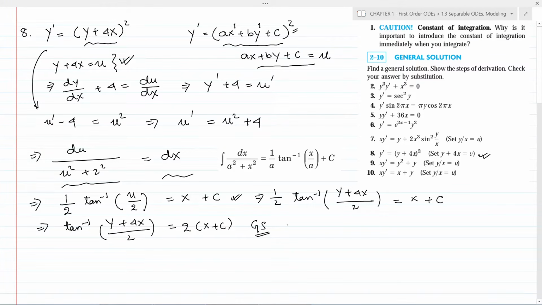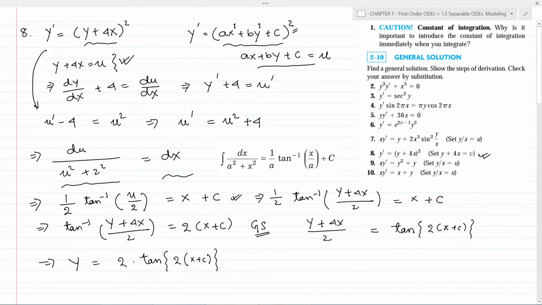To convert it into explicit form, we can write this general solution as y plus 4x divided by 2 is equal to tan of 2 whole into x plus c, which implies y is equal to 2 multiplied by tan of 2 times x plus c, minus 4x, and this is the general solution in explicit form.